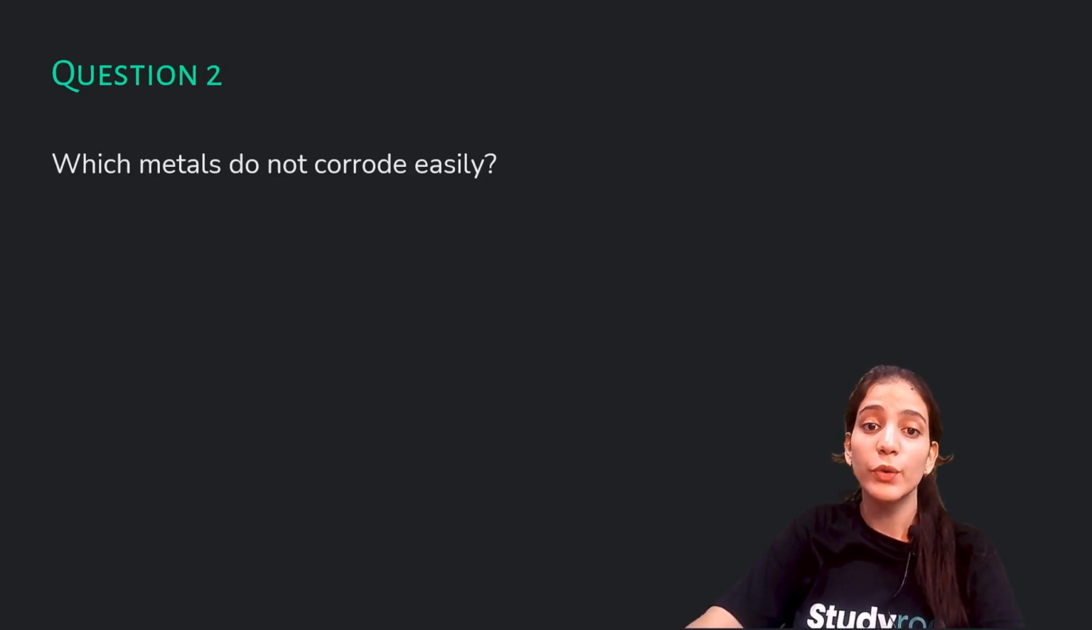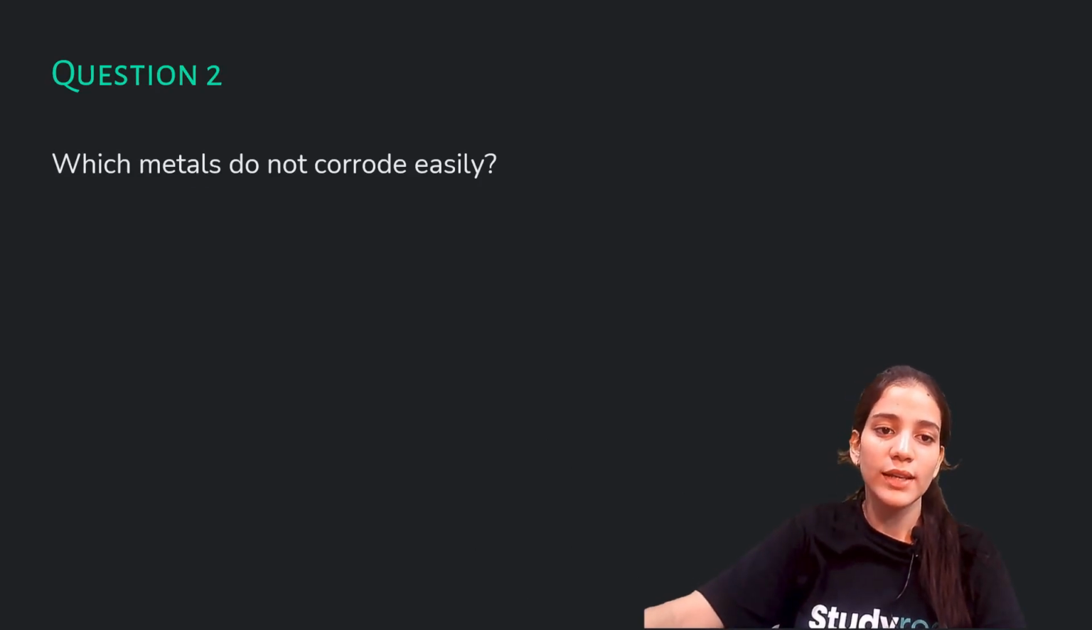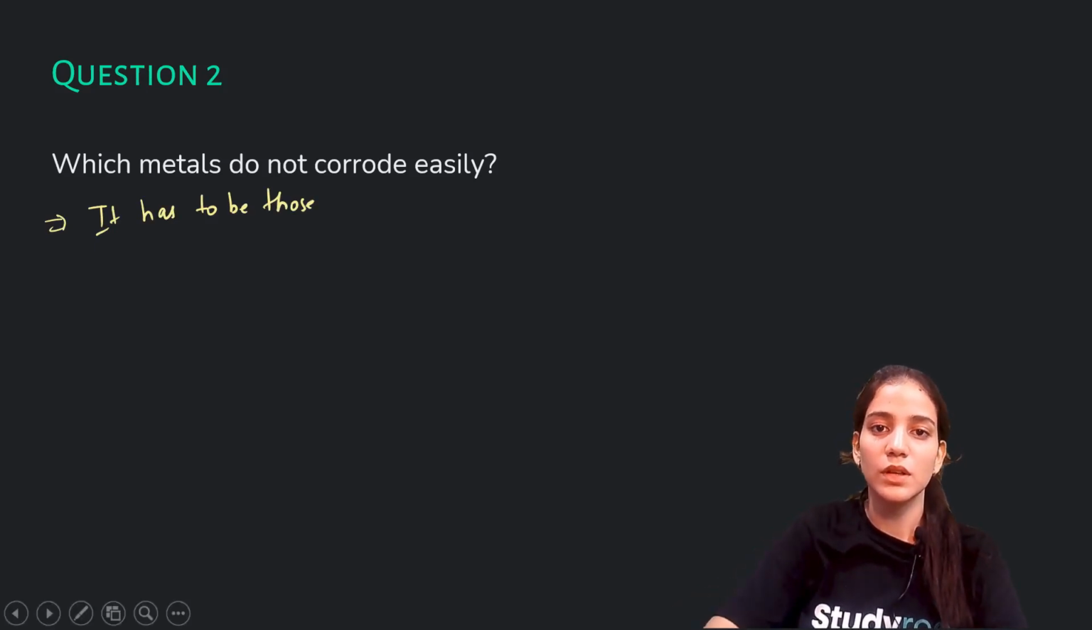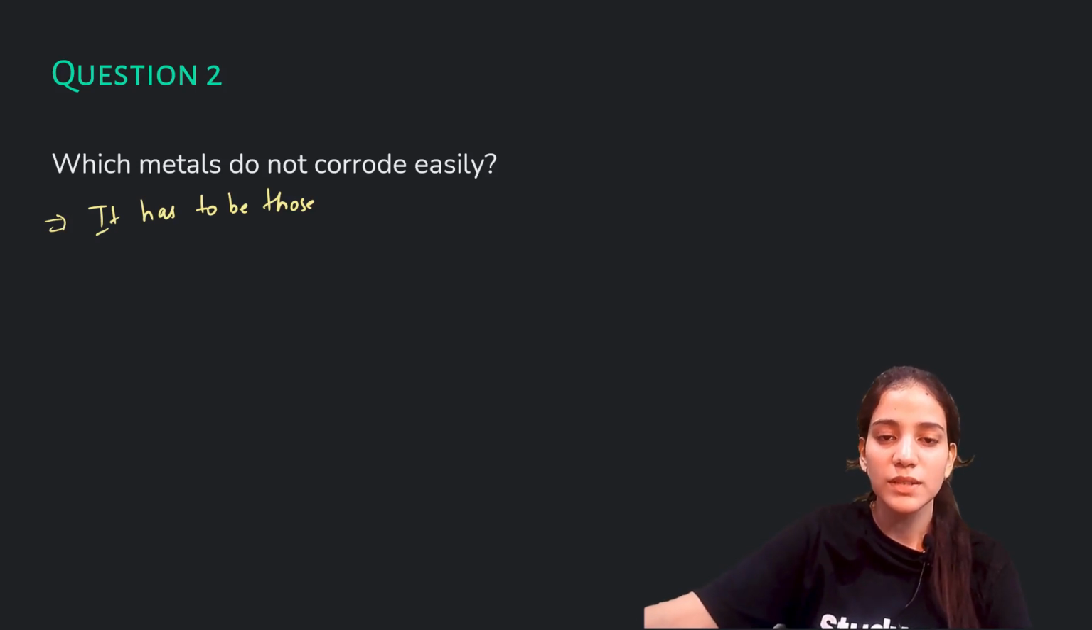Which metals do not corrode easily? Again, it has to be those metals that lie at the bottom of the reactivity series. So think about it. Those metals could be platinum. It doesn't corrode easily. Gold.